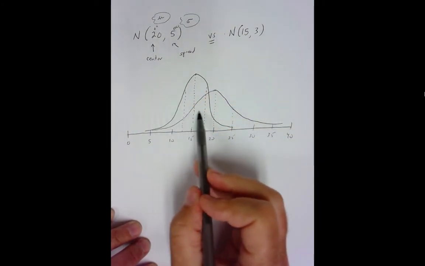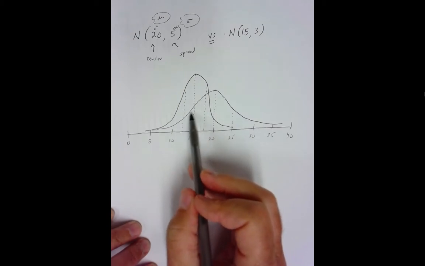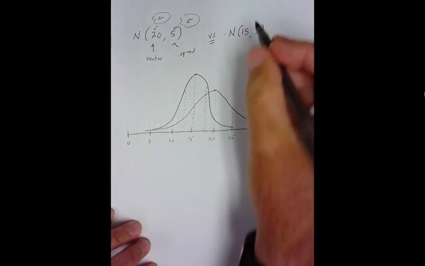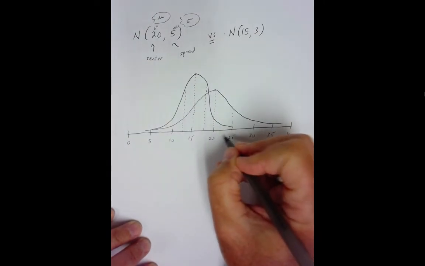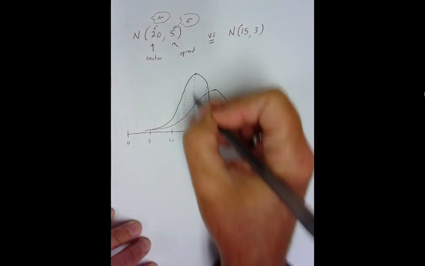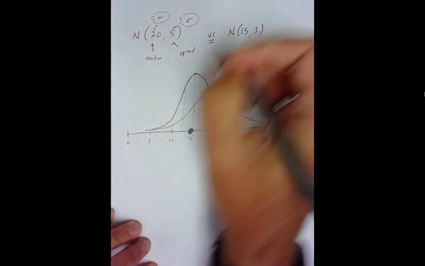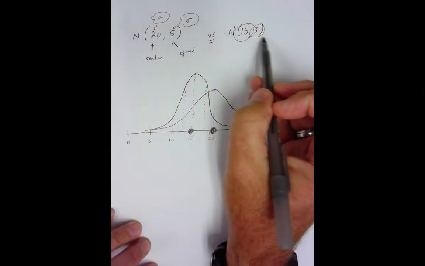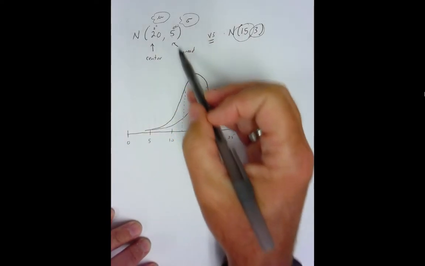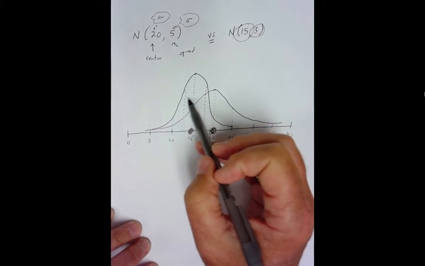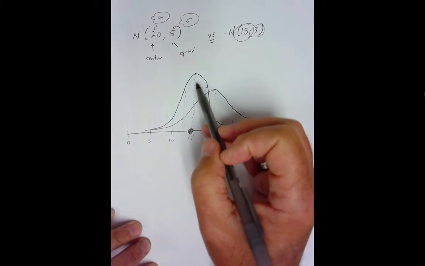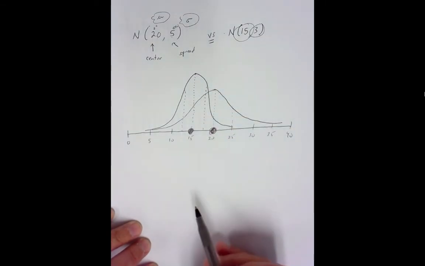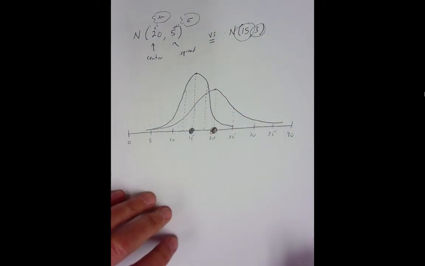Now notice this distribution is taller and not as wide as this distribution. Why? Also notice this distribution right here is centered at 20. This distribution right here is centered at 15. So this first number tells me where the distribution is centered. This next number tells me the variation, the variability around the center. So a standard deviation of 3 versus 5 says I have less variability. And to make that variability smaller, we have to make the distribution actually taller. Okay?